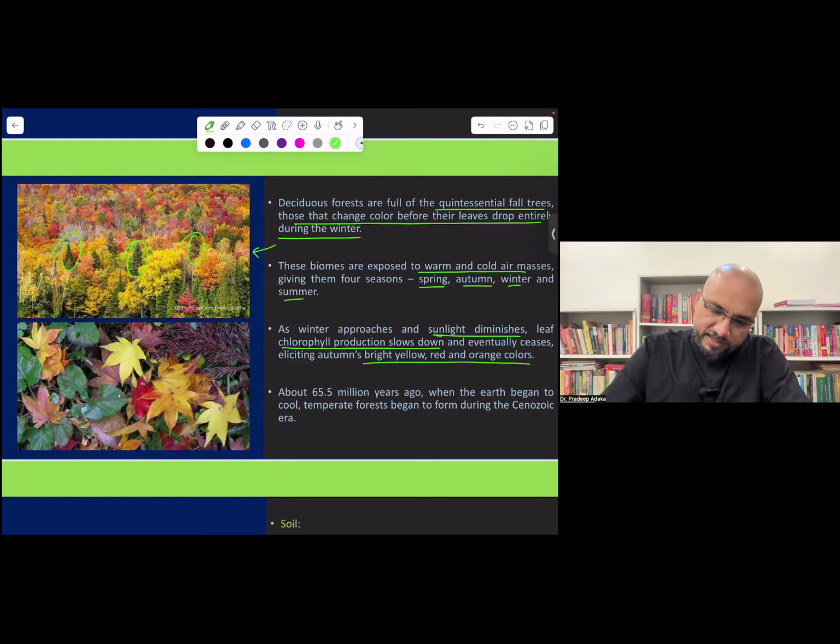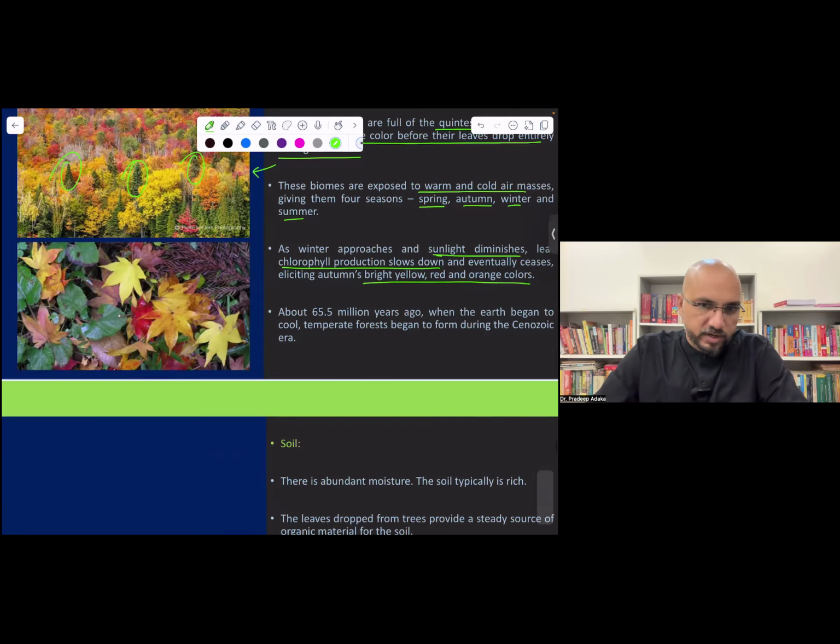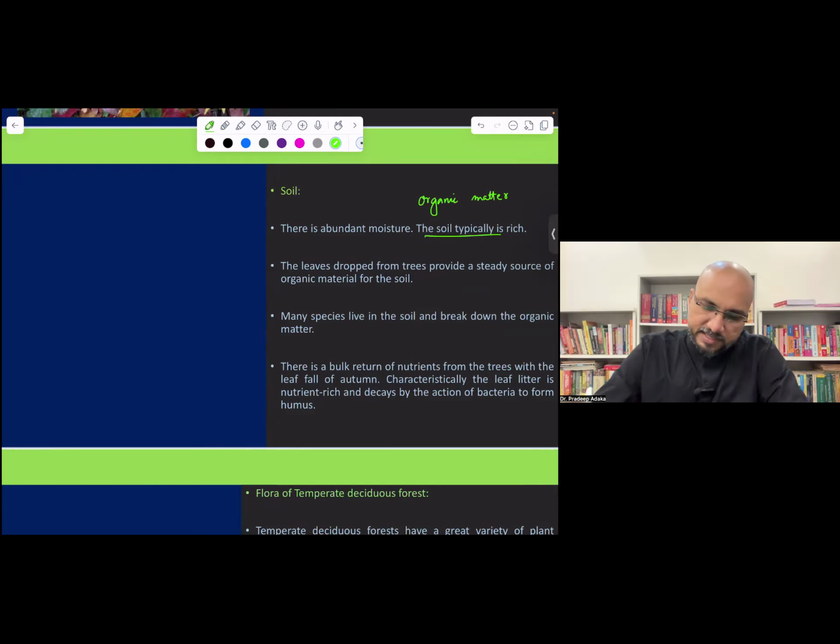Coming to the soil, it is typically rich because of high organic matter content. So there is a lot of litter, okay, leaf fall is there, so organic matter will be present. The leaves dropped from these trees provide a steady source of organic material for the soil. This organic matter also decomposes. The decomposition rate is slow when compared to tropical regions.